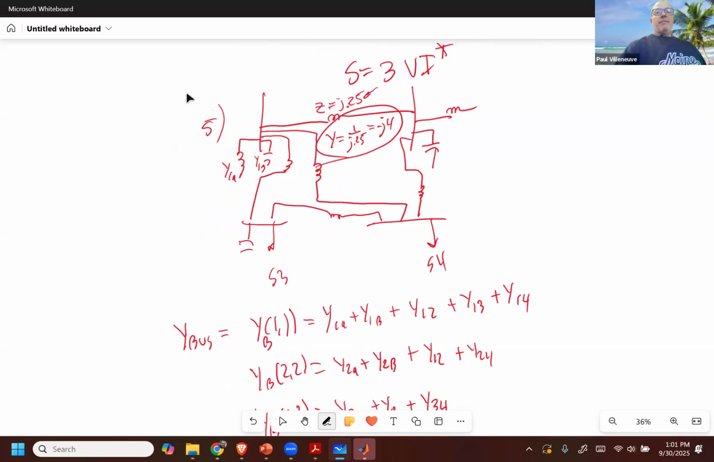Yeah, because that's the reciprocal of the impedance between bus 1 and 2. So I have J.25 as the impedance between 1 and 2. To get the admittance between 1 and 2, I had to invert the whole thing, because 1 over j is equal to negative j, right? If you remember back from whenever you did complex numbers.